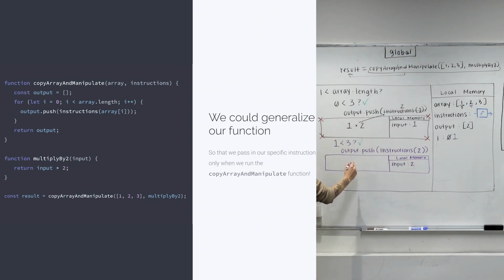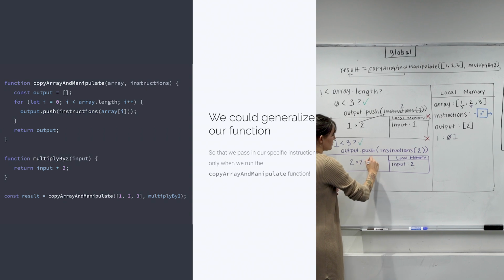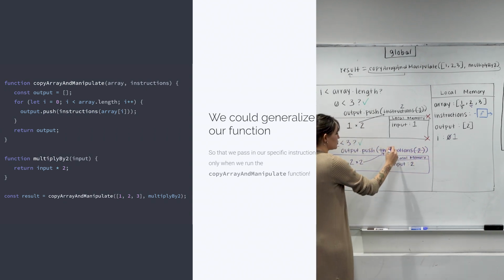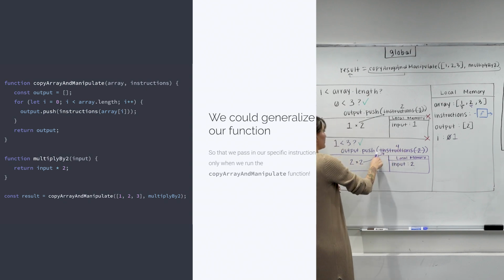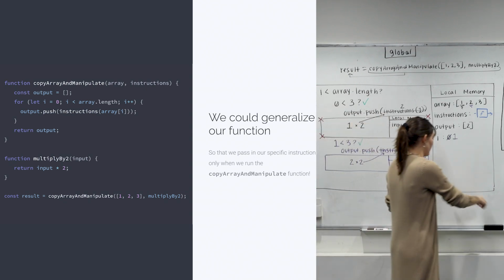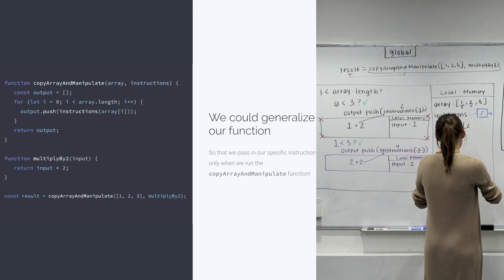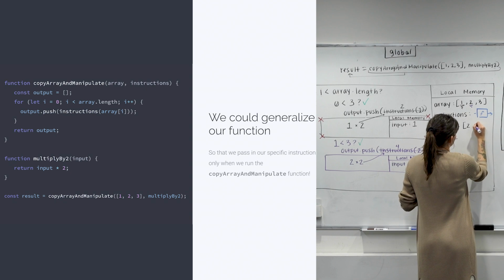Now we are multiplying that by 2. And what do we do with it? We are storing the results into output, which is equal to 4. Cool. So we're returning this. Up here, we'll see that instructions passing in 2 evaluates to 4, and then we can push 4 into the output array. Fantastic. Okay, cool. Now, what do we do right here?